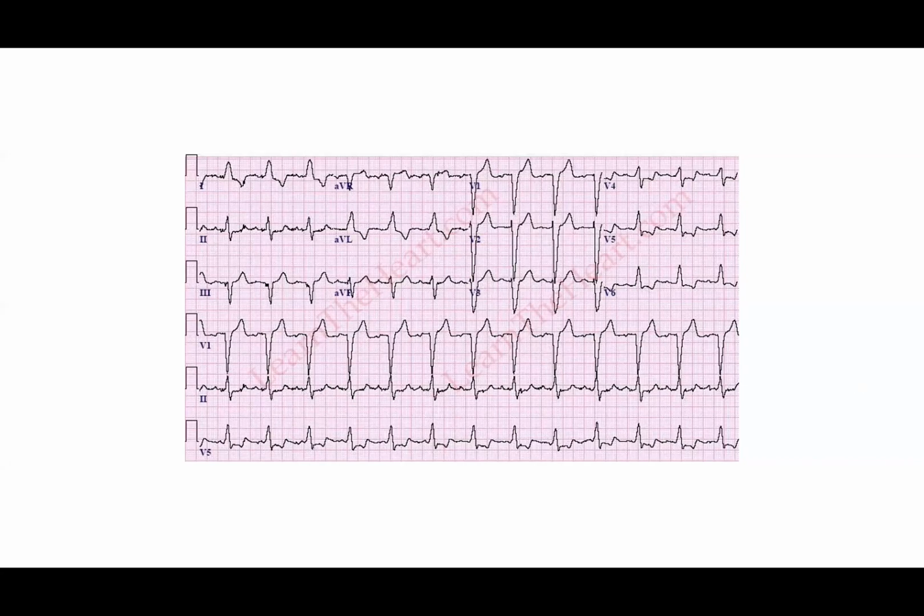Okay, we are back talking about bundle branch blocks, left bundle branch, right bundle branch, anterior fascicular block, posterior fascicular block, all kinds of exciting things. Okay, so let's keep going, right?